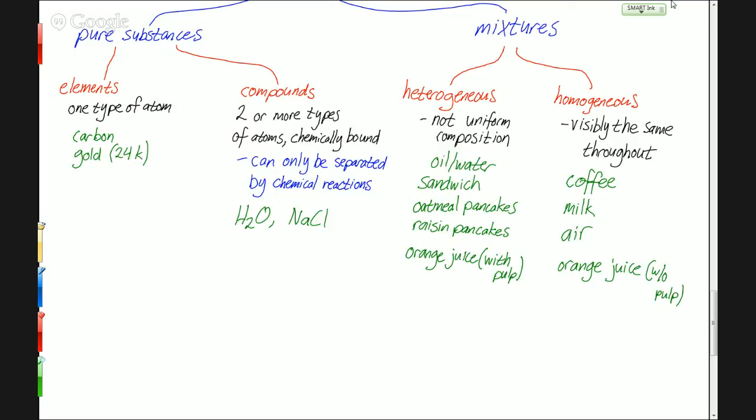All right, I'm going to throw out a couple things, and let's see where you would categorize them. Gasoline. Who says gasoline is an element? Compound? Heterogeneous mixture? Homogeneous mixture? All right, so a little bit across the board, but it seemed the majority was homogeneous.